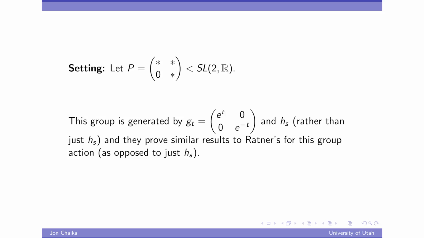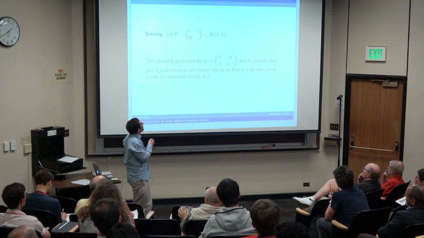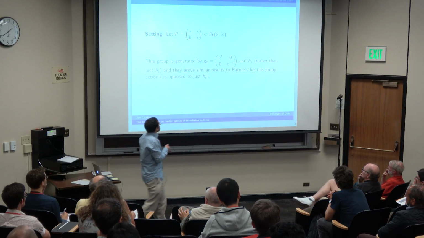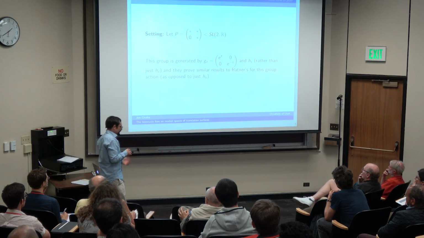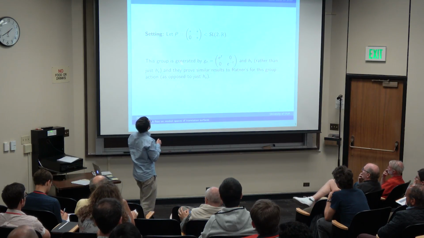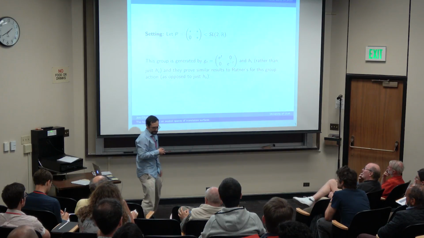So in particular, this group is generated not just by HS, it contains HS, that's when you put a 1 here and a 1 here, and then you let this guy vary, but you can also vary over here, and we'll call that subgroup GT, and we want to think about ergodic actions for this P.